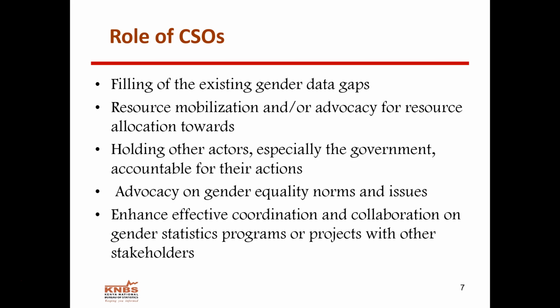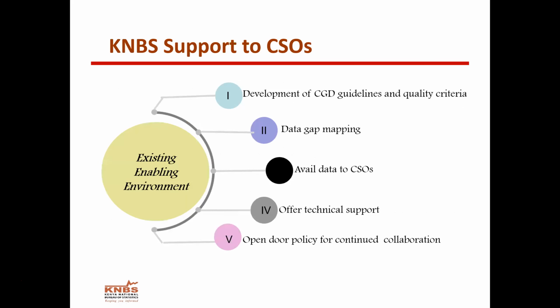Lastly, I'll quickly highlight what KNBS has done to support the CSOs. We have tried to create an enabling environment on how we coordinate and collaborate with civil society organizations. Those are just to mention a few of what we actually do. First, development of the CGD guidelines, of which we are part with other key stakeholders, and in line with that, there's a quality criteria, which will be discussed in detail later. We also support the CSOs by doing data gap mapping, majorly on an annual basis through updating the national SDGs indicator framework and other ways of data gap mapping. That's one of our main areas of trying to identify the data gaps.